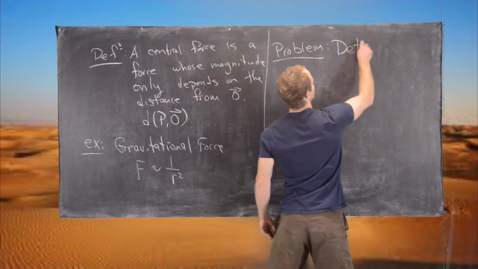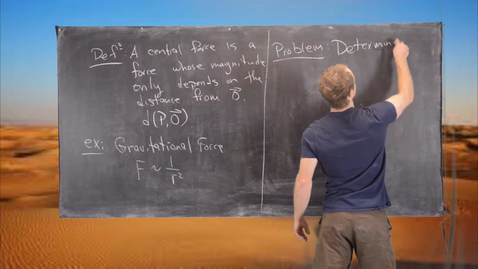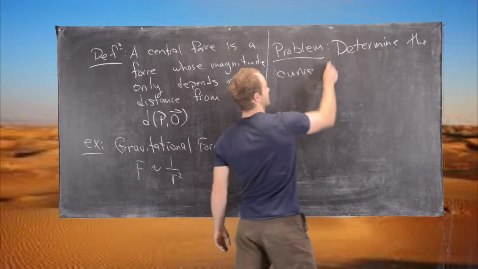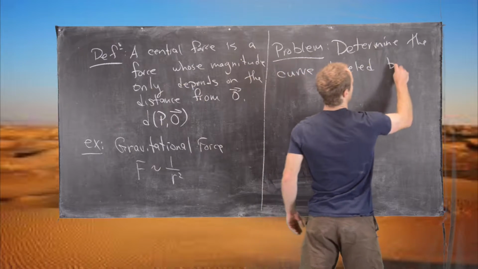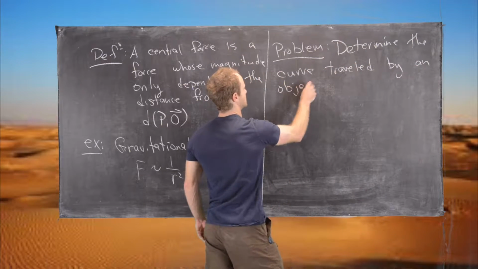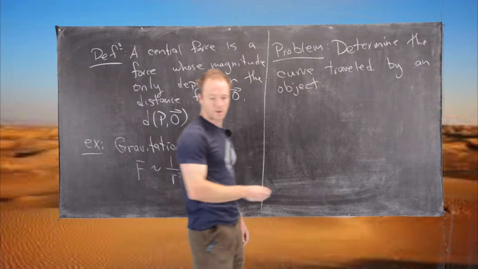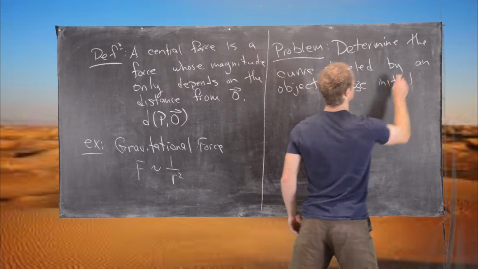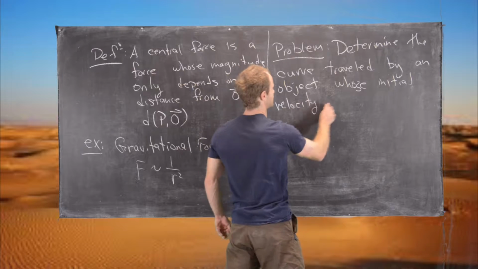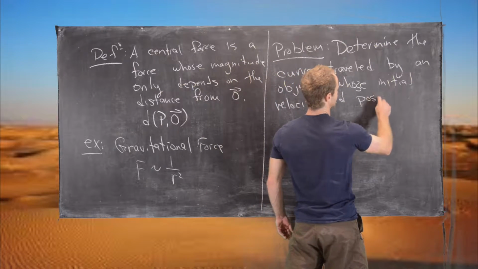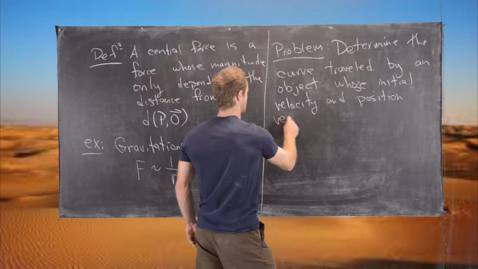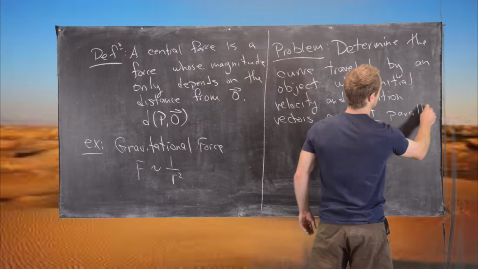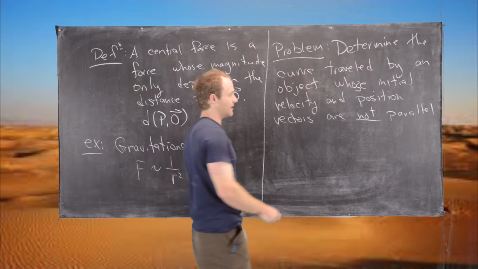So the problem is to determine the curve traveled by an object whose initial velocity and position vectors are not parallel, under the influence of a central force.